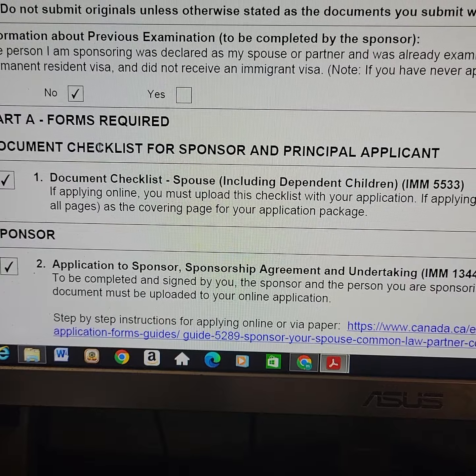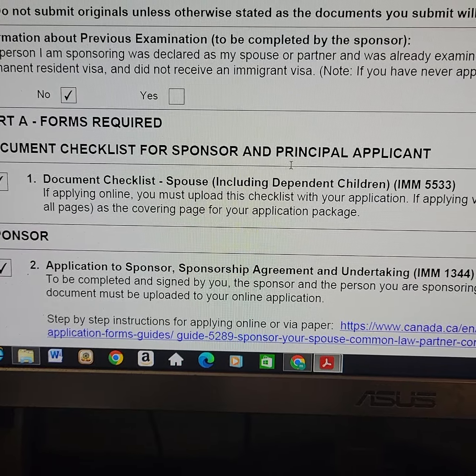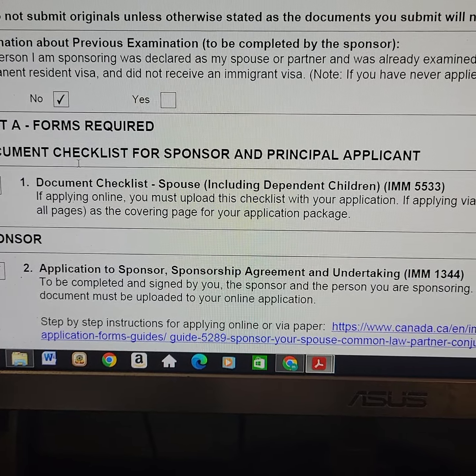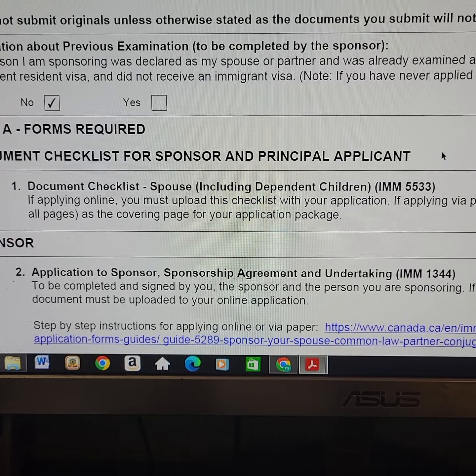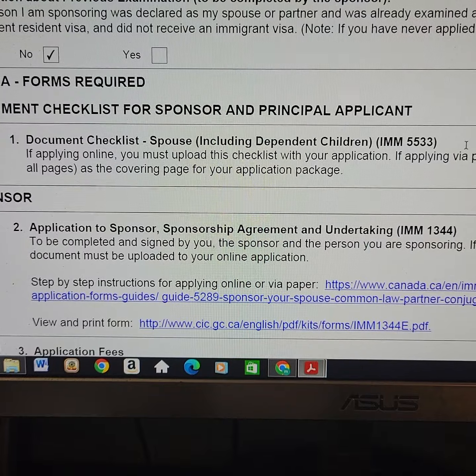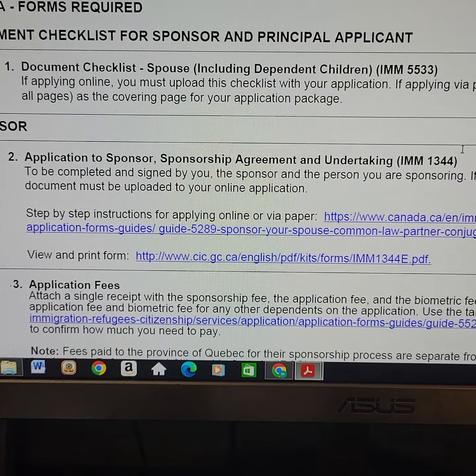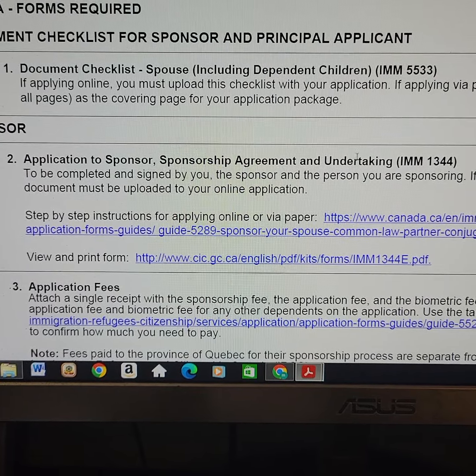Part A, forms required, document checklist for sponsor and principal applicant. You see, as I'm saying, they're intertwined. Okay, they're separate forms, but they are, however, intertwined. So you have to pay attention to who is filling out what.